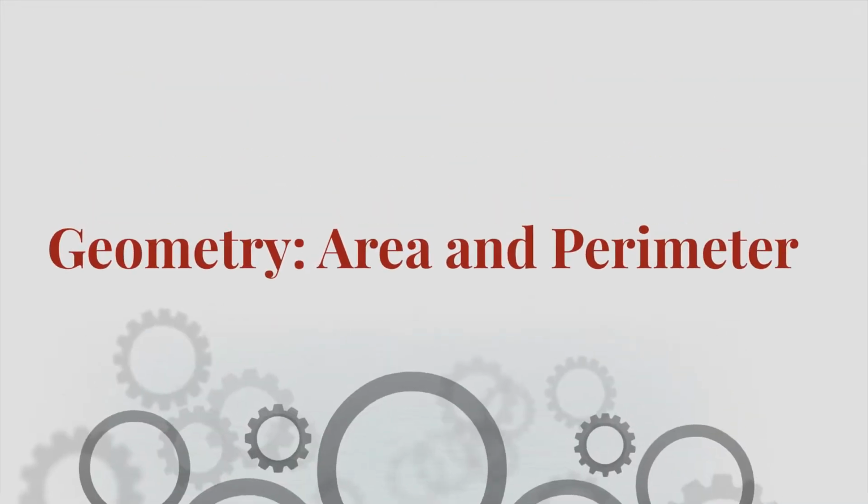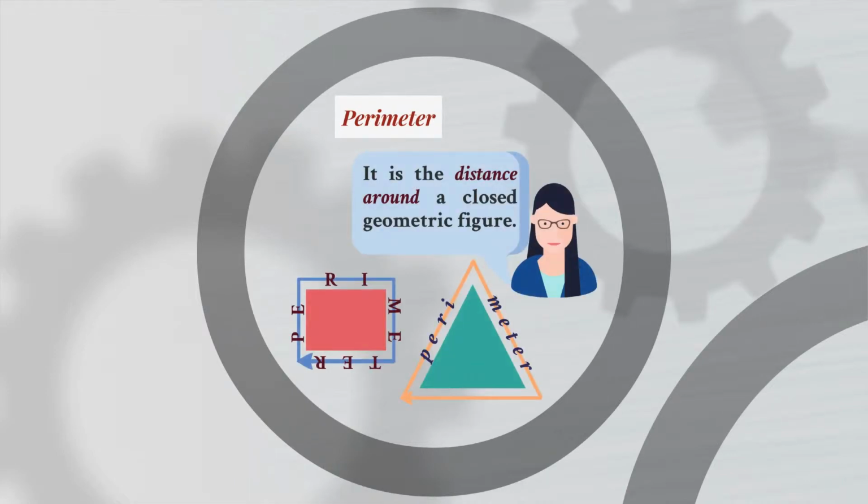This presentation will be about area and perimeter in geometry. Let's get this lesson started by defining perimeter. Have you ever heard of this word before? For those of you who don't know yet, perimeter is the distance around a closed geometric figure. Look at the sample figures so you'll get the idea.